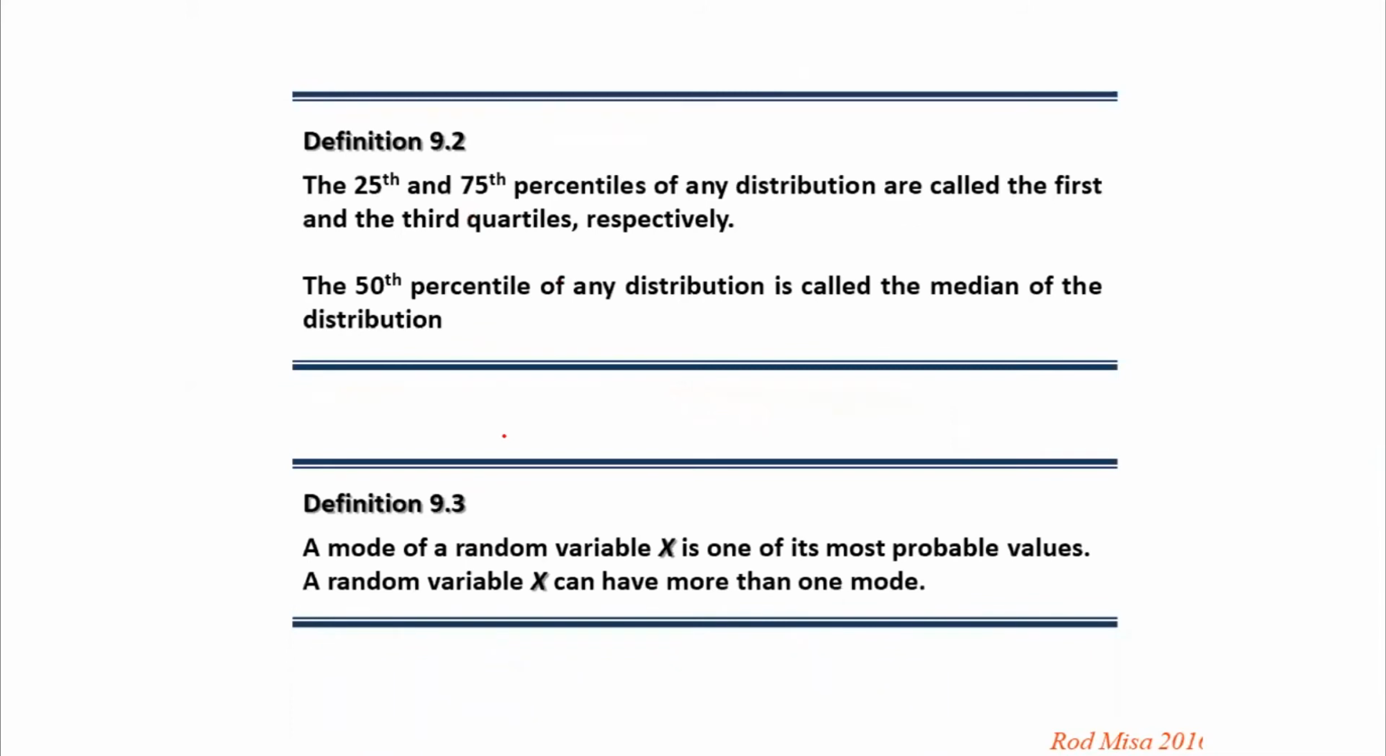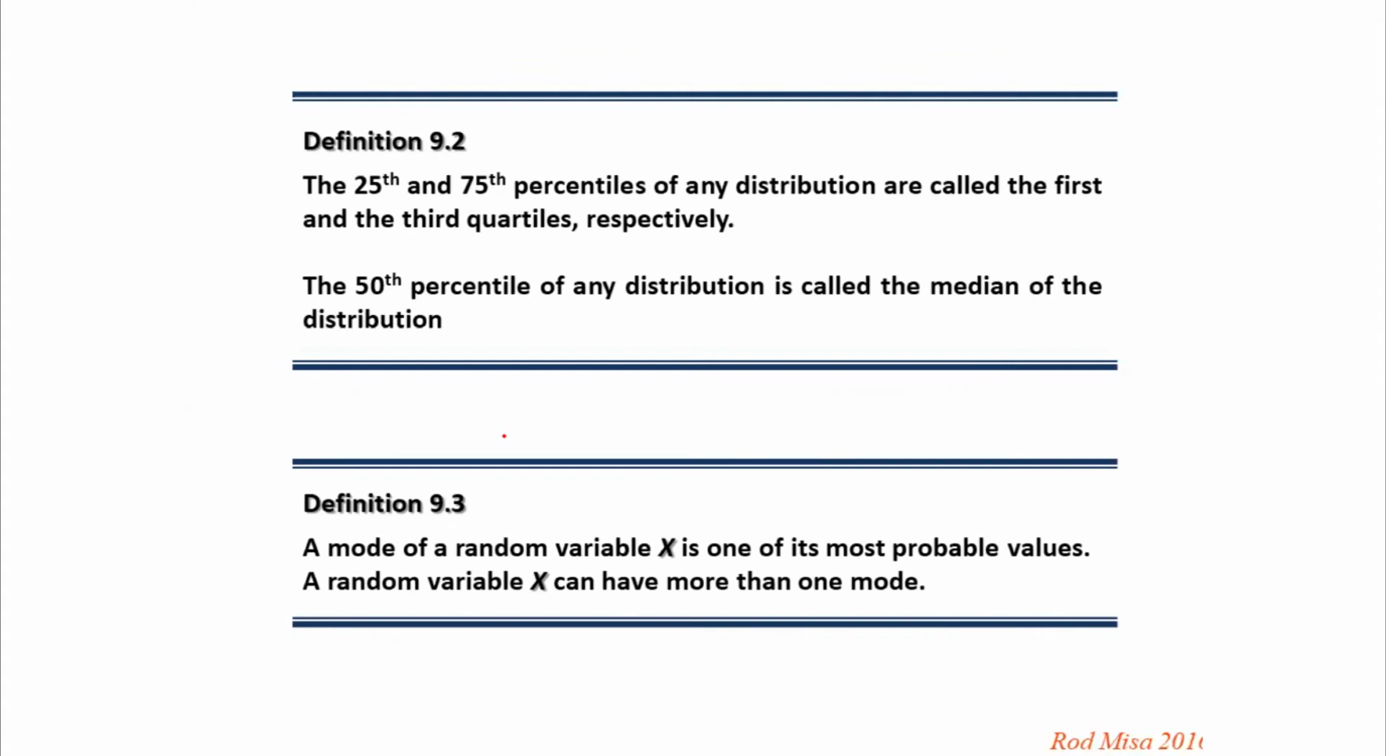Now, let's proceed to our definition 9.2. The 25th and the 75th percentiles of any distribution are called the first and the third quartiles, respectively. And also, the 50th percentile of any distribution is called the median of the distribution. And another definition is that a mode of a random variable x is one of its most probable values. But take note that a random variable x can have more than one mode.